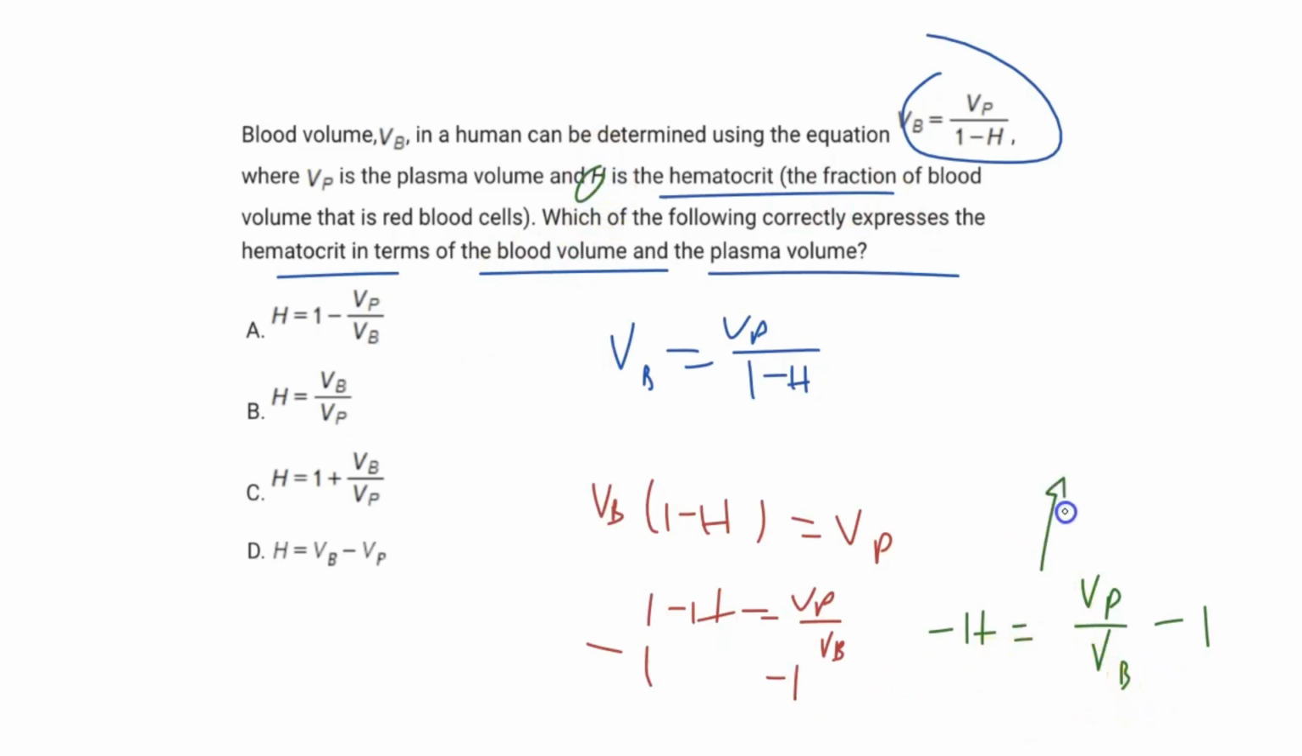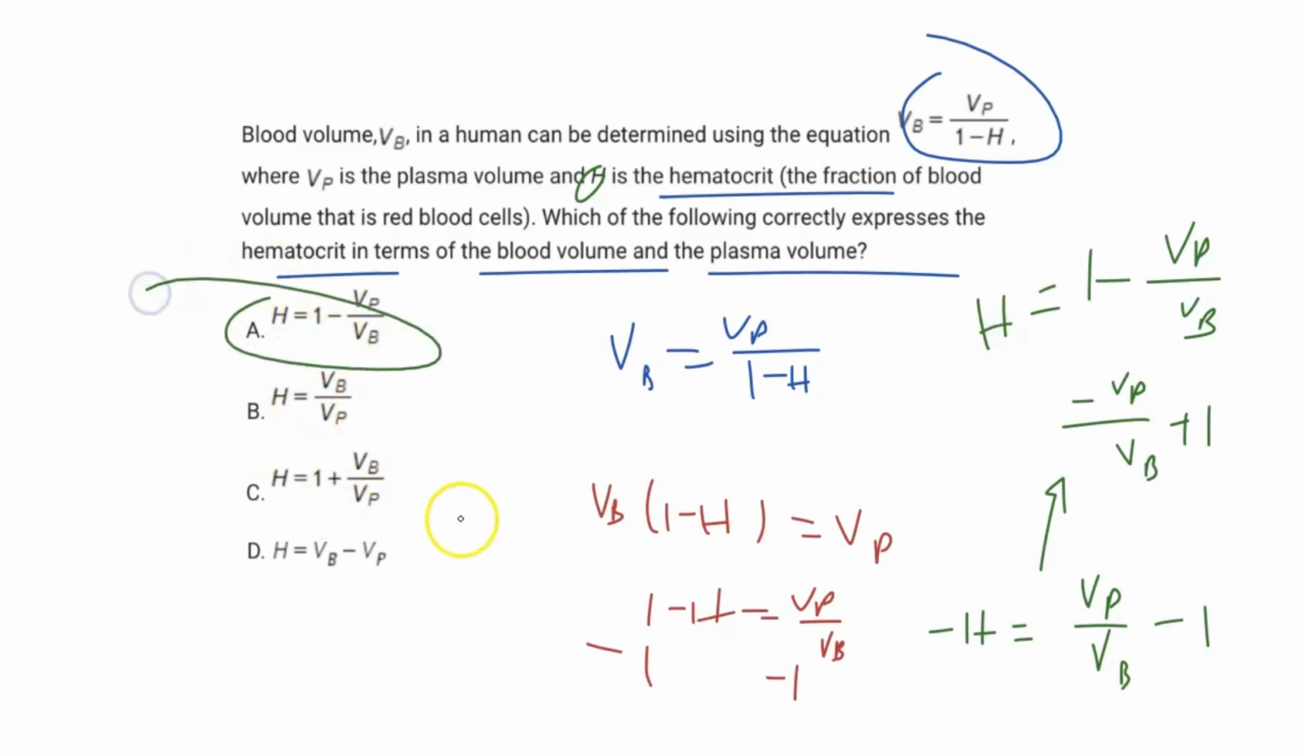And so if we come over here, if we divide VP over VB by negative 1, we're going to get negative VP over VB. And then if we divide negative 1 by negative 1, that's positive 1, so it's plus 1. So this thing right here is the same as just 1 minus VP over VB equals positive H. So if we look in our answer choices, we can see that A lines up with the answer.